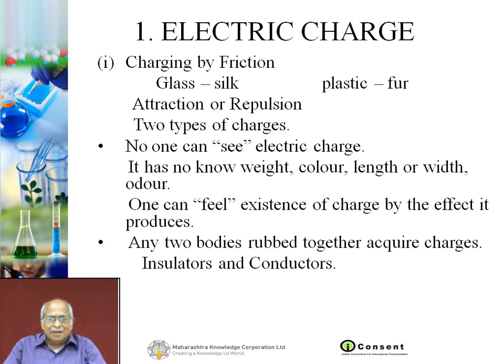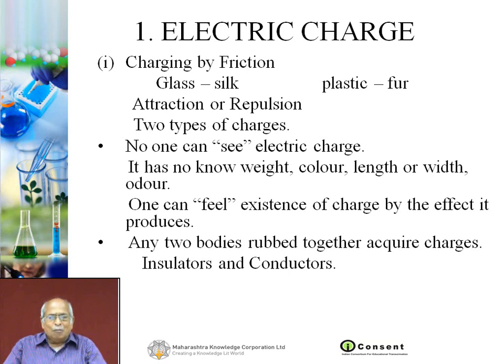Remember, charge can be produced on any body. Friction between any two bodies will produce charge. But then, why do we always think of glass rod or plastic rod? Yes, it is true that charge can be acquired by a copper rod or aluminum rod or any other. But then, we know copper, aluminum or any other metal is a good conductor. Human body is also a good conductor.